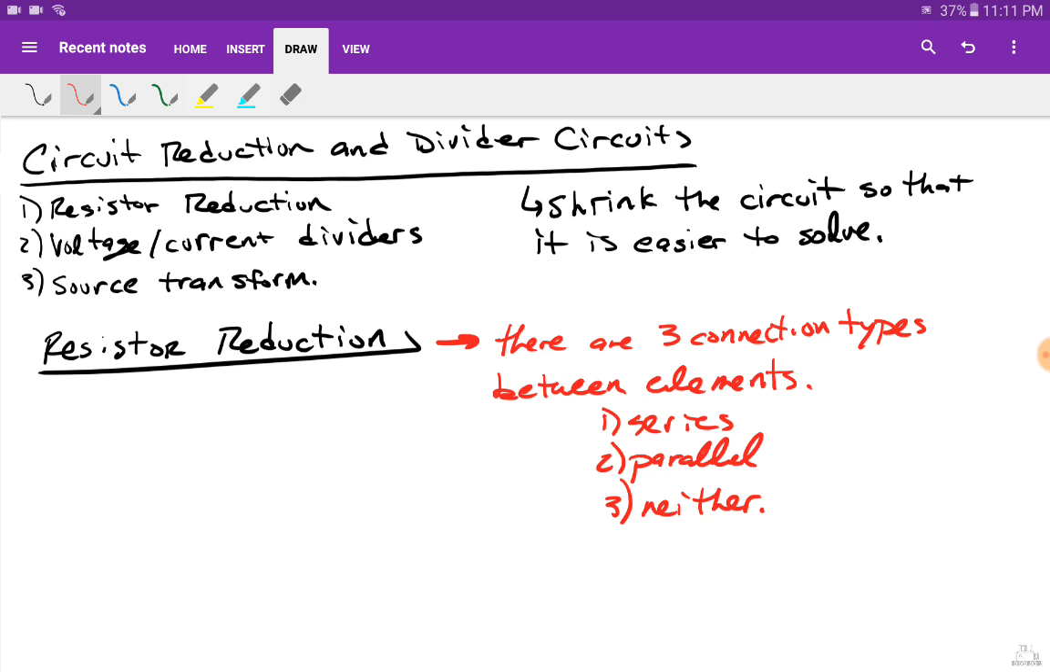Basically, all I'm saying is there are 3 ways you can stick pieces together in a circuit. That's all the statement is saying, all right? As long as you know the 3 ways, each way has its own rules associated with it. Really, there are 2 ways that you need to know. Neither is the case where you're kind of stuck.